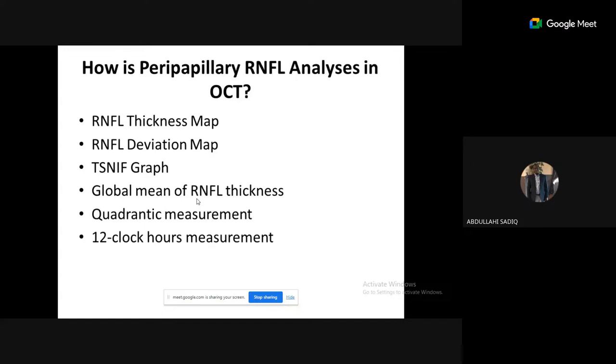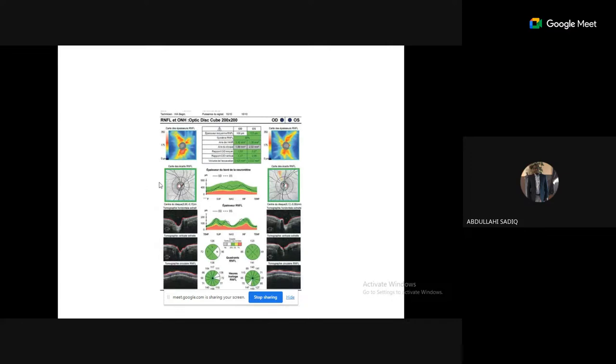But then the retinal fiber analysis in most OCT machines is presented in this format. It presents information about the retinal fiber layer thickness map, the retinal fiber layer deviation map, the TSNIT graph, and the global mean of retinal fiber layer thickness. Then they give quadrantic measurements and 12 clock hour measurements. I will show that. Almost all spectral domain OCT machines give this information.